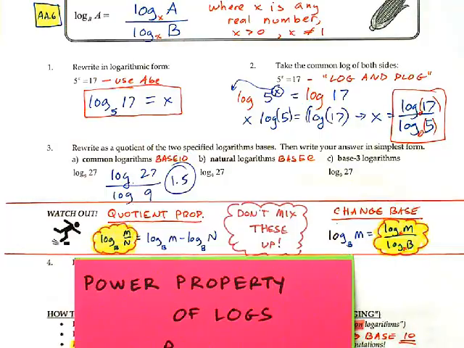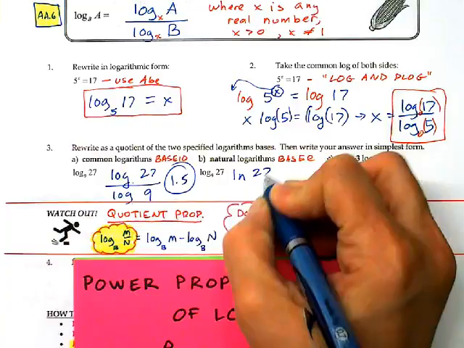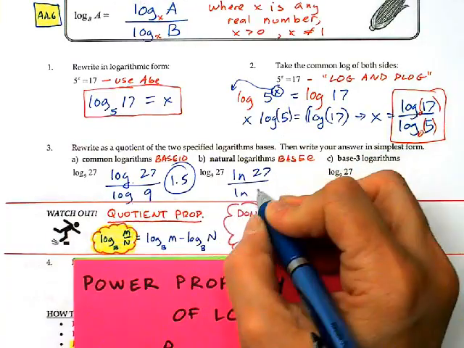We can try the same with the natural log. Natural log of the original argument divided by natural log of the original base.